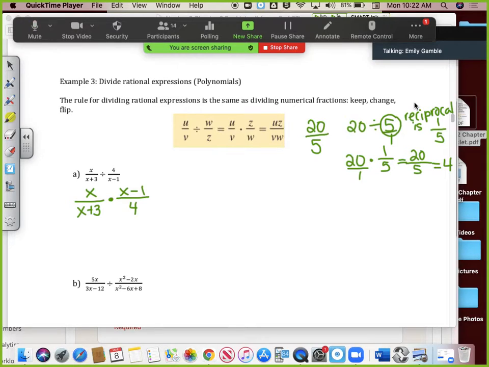In this case, when I go to divide, I keep the first one the same, I change division to multiplication, and I flip the second one upside down to be its reciprocal. I don't see anything that can be factored, and I don't see anything that can be canceled out, because there's nothing the same in the top as there is in the bottom.